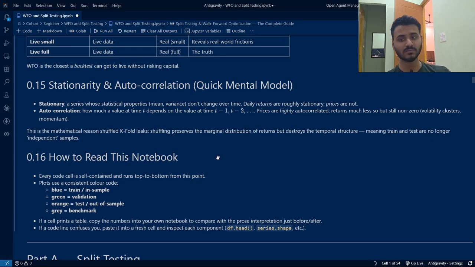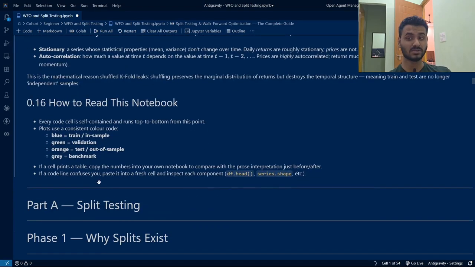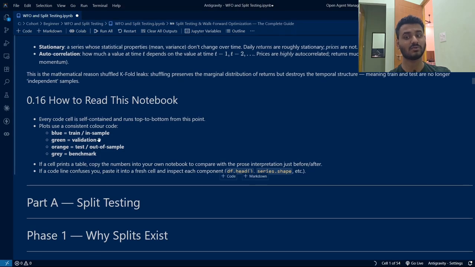well. Now, how to read this notebook? The plots use a consistent color code. Blue is train, in-sample data, green is validation, orange is test or out-of-sample, and the gray line is the benchmark.